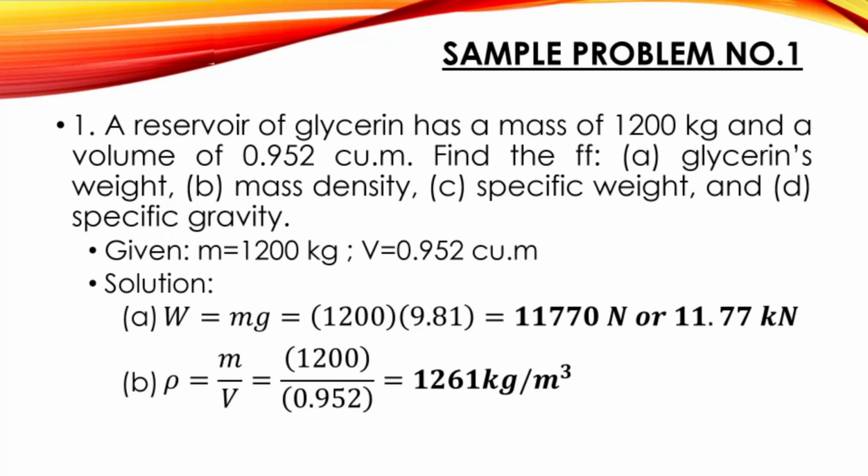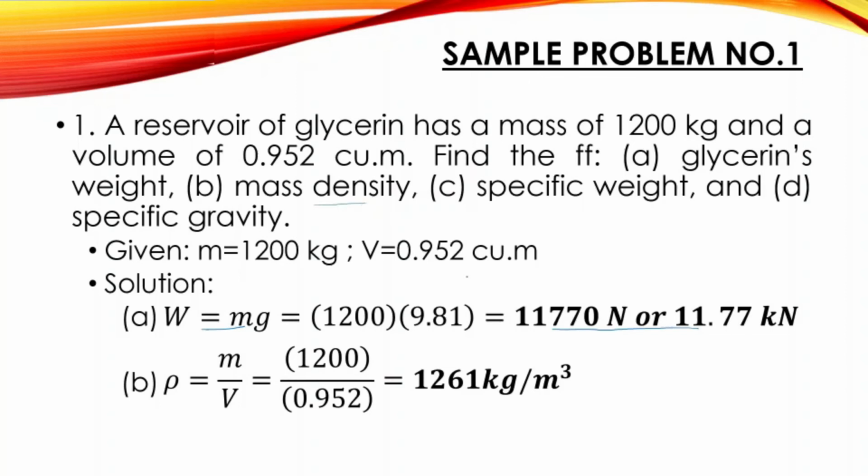Mass is equal to 1,200 kilograms, then volume is equal to 0.952 cubic meter. First, to find the weight, we simply have weight is equal to mass times gravity. So 1,200 times 9.81. The result is 11,770 Newton or 11.77 kilonewton. This will be the weight of the glycerin.